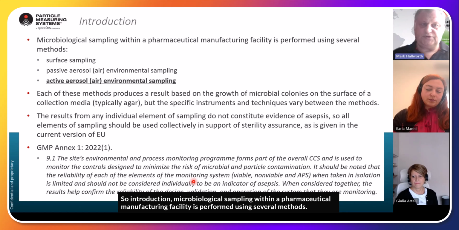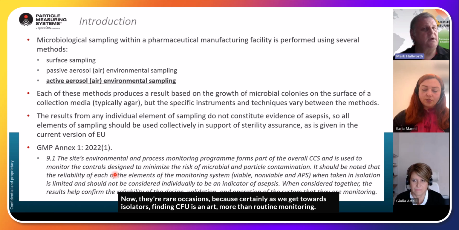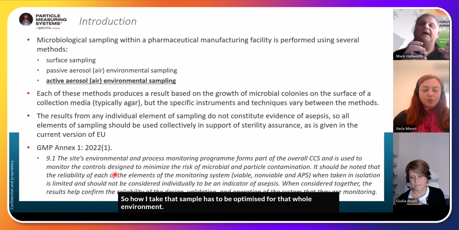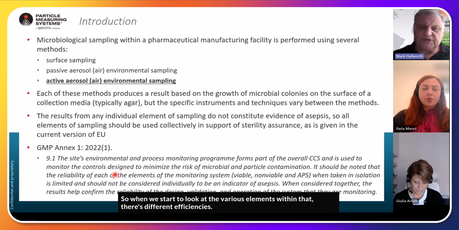And if that's a laminar flow bench, then great, because I've got operators in close proximity to that, and therefore something else broke down. But if it's an isolator, where are those 5 microns coming from that may have yielded my microbial growth? Now, they're rare occasions, because certainly as we get towards isolators, finding CFU is an art more than routine monitoring. We get a lot of zeros. So how I take that sample has to be optimized for that whole environment. So when we start to look at the various elements within that, there's different efficiency.